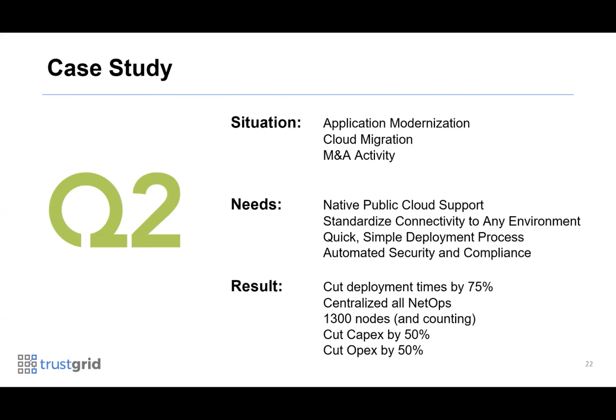We'll talk very briefly here about a couple of these case studies we've mentioned. We've kind of woven this through, and then we'll have some time for some Q&A as well. So with the Q2 engagement with Trustgrid, there are about 1,300 Trustgrid nodes that they've got under contract with us in stages of deployment. Their solution was an application modernization.